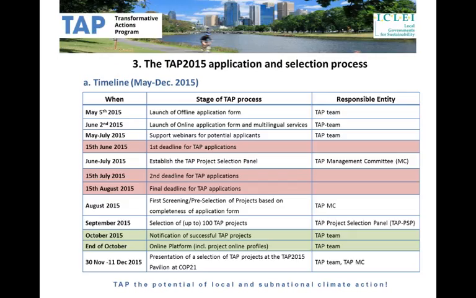You can see also from the timeline that there are 3 deadlines for TAP applications: the 15th of June, the 15th of July, and the 15th of August. In June, July also the project selection panel will start to be established, and so there again regional offices will be invited to appoint an internal or external regional expert to be part of the selection panel.